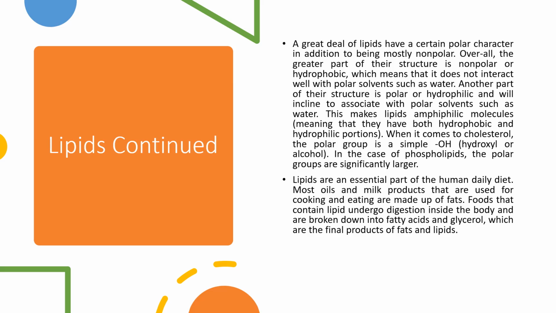Lipids are an essential part of the human daily diet. Most oils and milk products that are used for cooking and eating are made up of fats. Foods that contain lipids undergo digestion inside the body and are broken down into fatty acids and glycerol, which are the final products of fats and lipids.